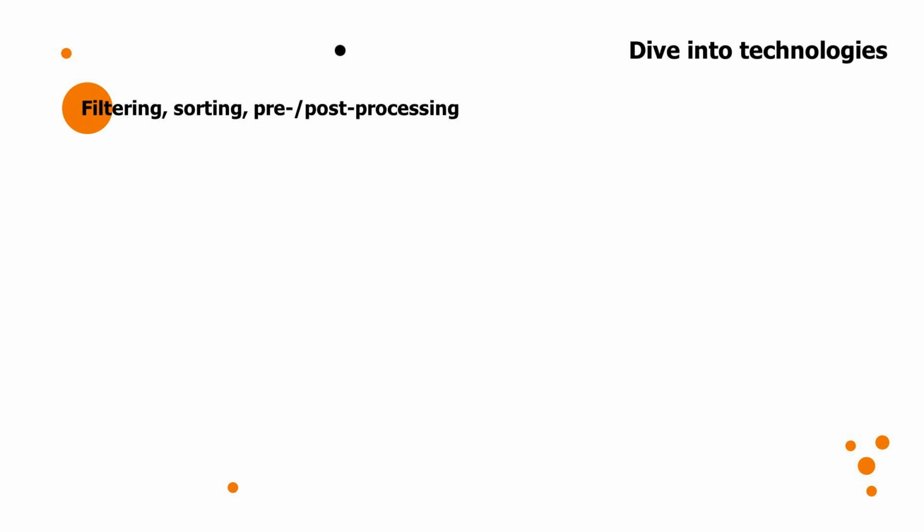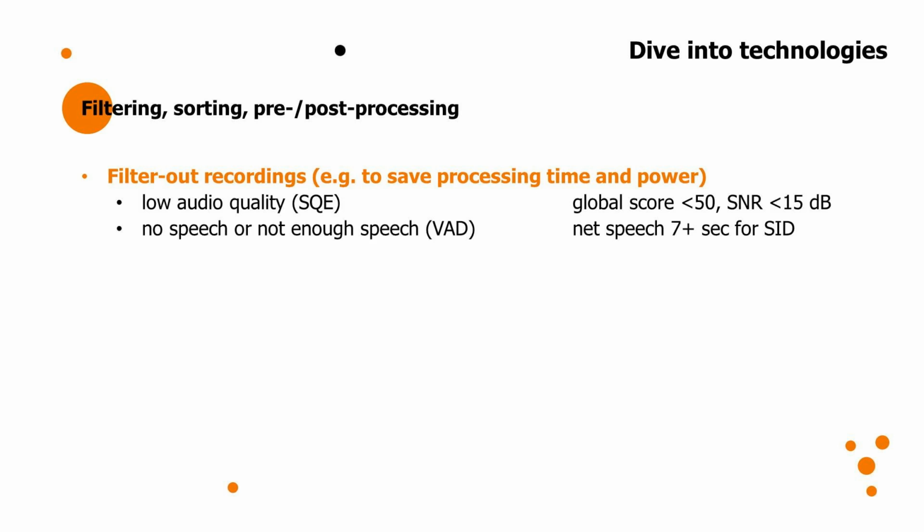Filtering, sorting, pre- and post-processing of audio recordings is a crucial part of audio processing flow. Filtering out recordings not meeting the quality criteria required by speech technologies can save a lot of processing power. Depending on use case, application of good pre-filtering chain can decrease the number of recordings to be processed in the final stage, for example transcribed or listened to by a human operator, by 4 or even 5 orders of magnitude.